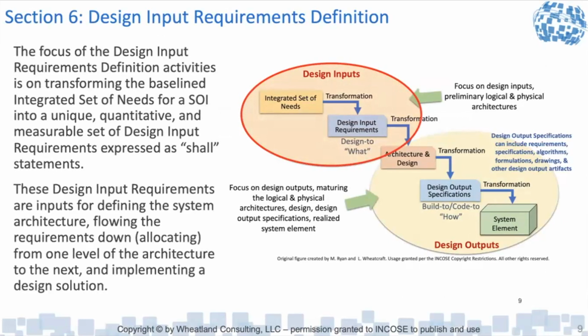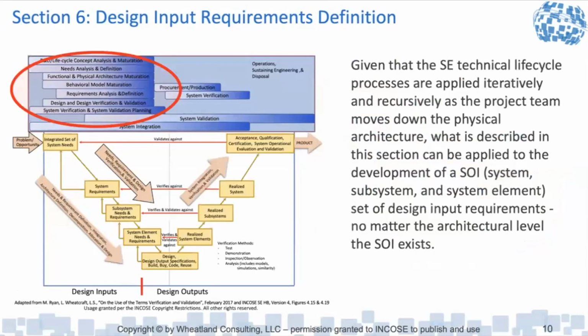These design input requirements are inputs for defining the system architecture, flowing requirements down, allocating from one level of the architecture to the next, and inputs into the design process. And so I think it's really appropriate that we call those design inputs. By design inputs, that implies that in our sets of design inputs, we don't want any design output stuff. One thing to differentiate is that the focus is on the what, not the how. And so saying design input really makes it clear to people that you're not putting design solutions in the set of design input requirements.